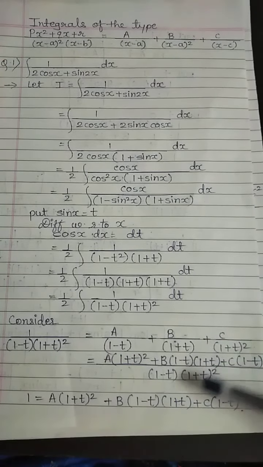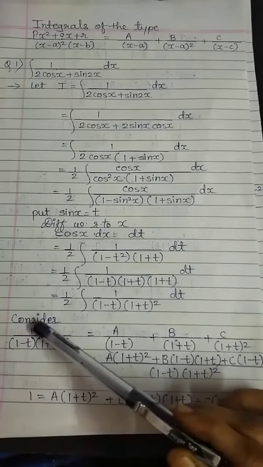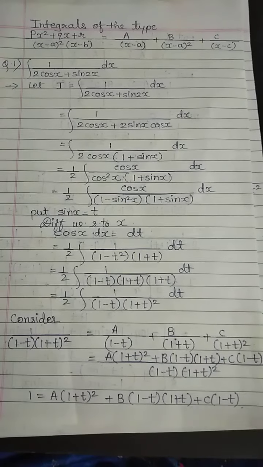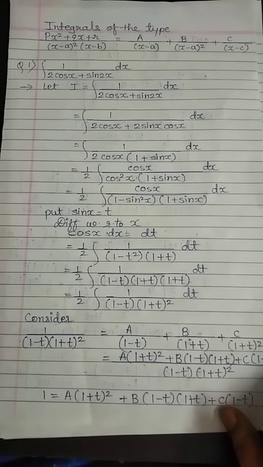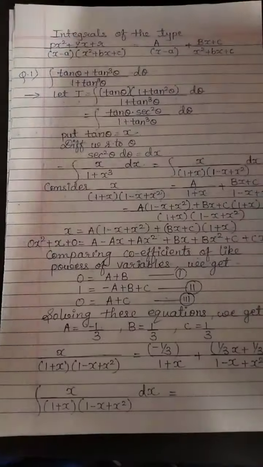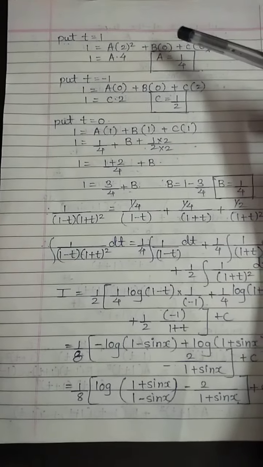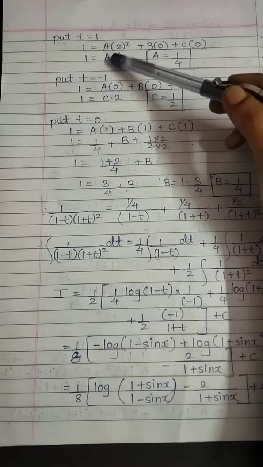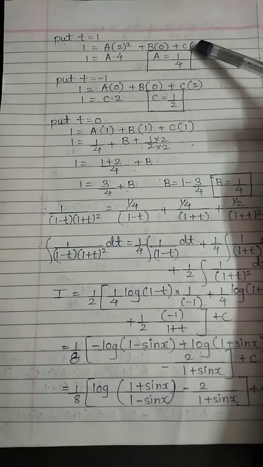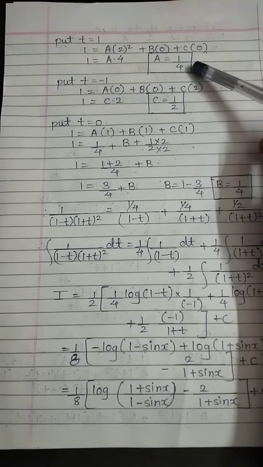Now everywhere the denominator will be the same, so the denominators on both sides will get cancelled, and on the left hand side we have only 1 equal to this numerator term. Now one by one we will substitute values of t in such a way that we will get the values of the corresponding constants. So once we put t = 1, substituting that value we will get 1 = A × 2² + B × 0 + C × 0. Now after simplification the value of A will be 1 by 4.